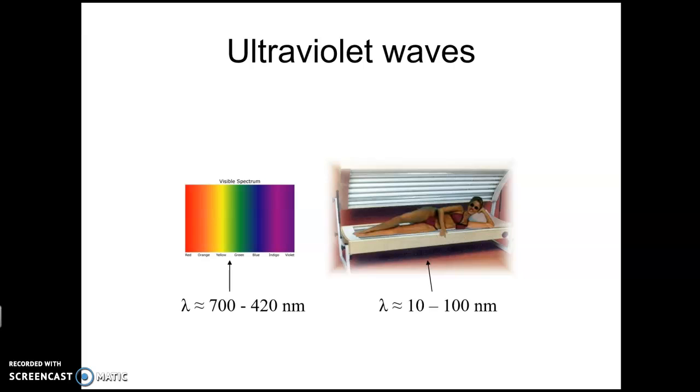I think bees can see ultraviolet light. And ultraviolet light is used in sunbeds, as you can see here. It's also used in detecting forgeries and that.